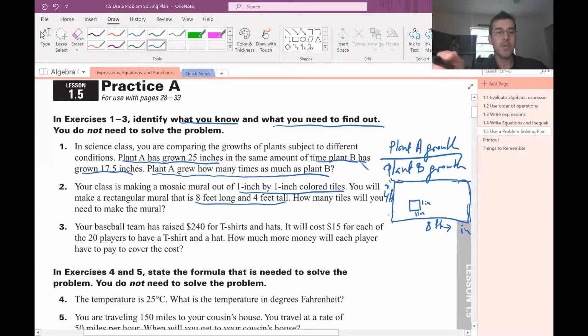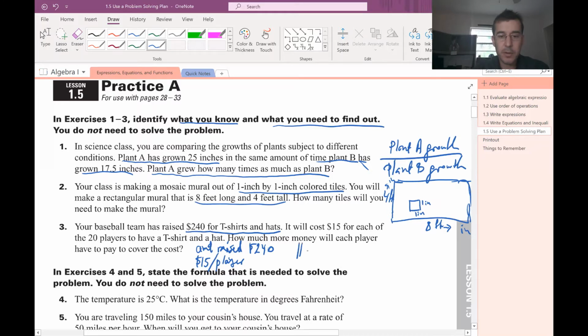Number 3, your baseball team has raised $240 for t-shirts and hats. It will cost $15 for each of the 20 players to have a t-shirt and a hat. Okay, so what do we know? We know the amount raised, which is $240. We know that it costs $15 per player for a t-shirt and a hat, and we know the number of players.